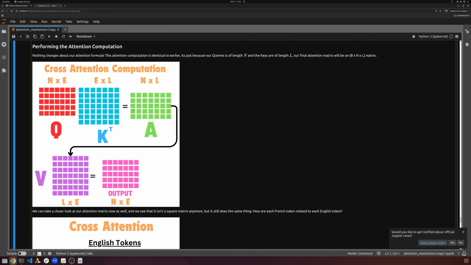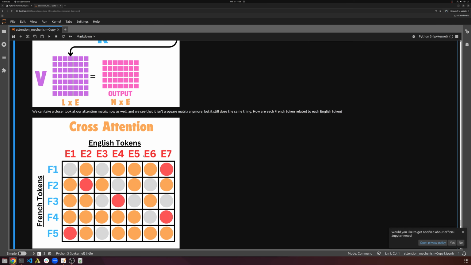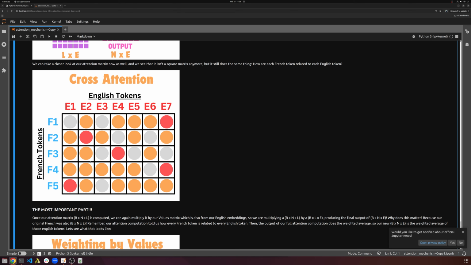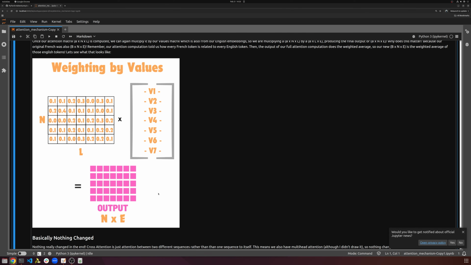So in the end, the input to this model is French and English embeddings. The output is basically weighting the English embeddings by how much the French embeddings were related to them. A little weird to think about, but that's the main idea. And cross attention will look something like this, right? How are the different French tokens related to the different English tokens? So we'll learn some matrix like this, and we weight by values.